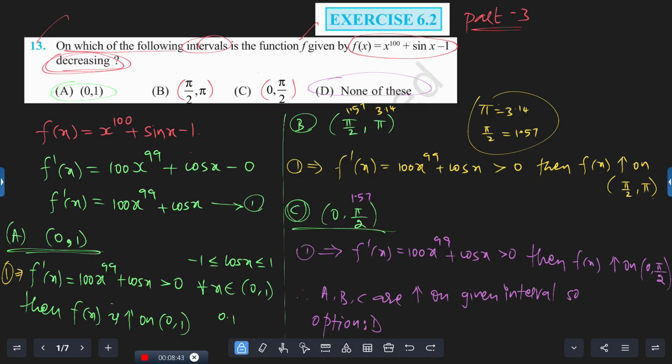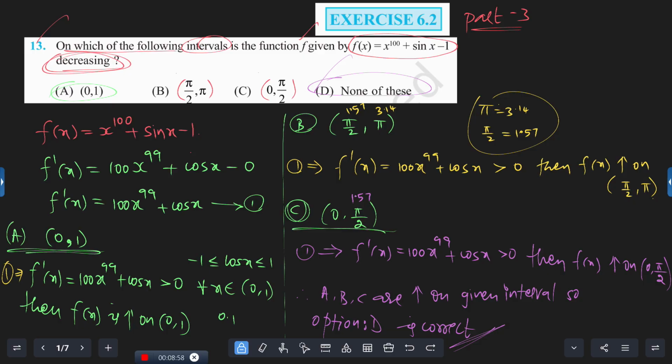Option D is correct. None of these you can take. Have you understood? Have you understood?